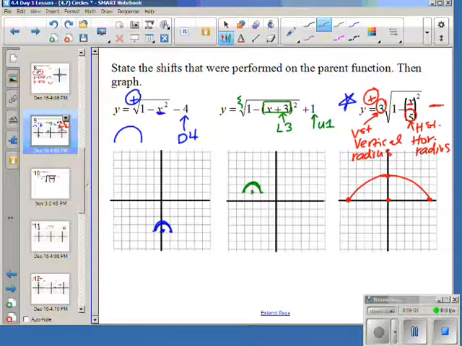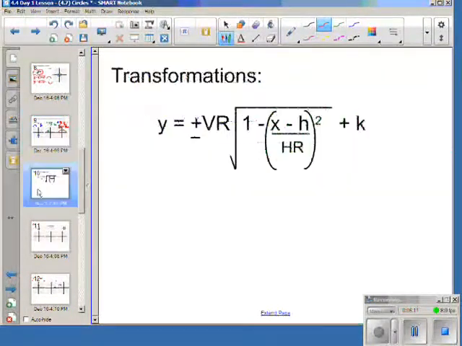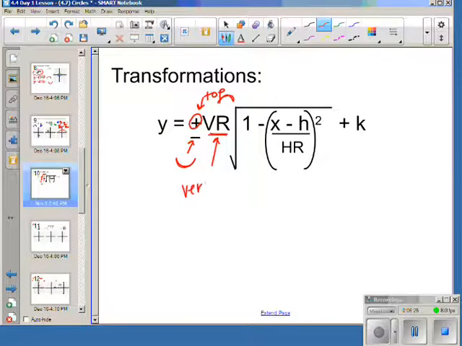All right, so we're going to kind of put it all together on the next slide. This isn't in your notes. You might want to write it down somewhere where you can fit it in. But remember, if I have the positive, that's the top portion. If I have the negative, that's the bottom. The outside number we used to call a vertical stretch. Now we're just going to note that as our vertical radius. That's how many I go up from the center.